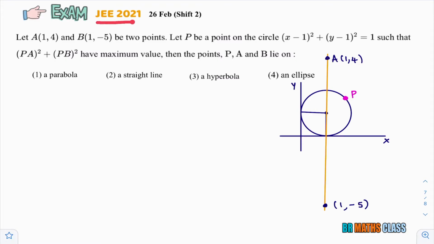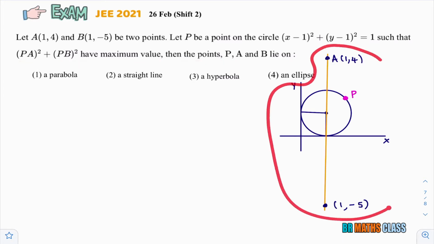This is the question given in the JEE 2021 February session. You observe A and B are 2 points. P is a point on this circle such that PA square plus PB square has maximum value, then PAB lies on. Here, to understand the question, I drew a diagram.